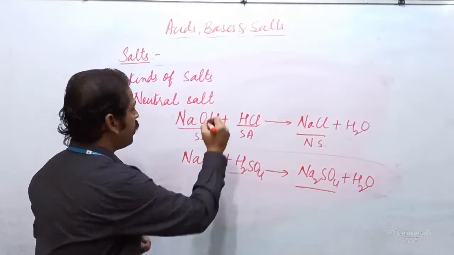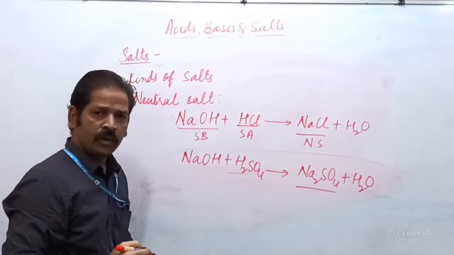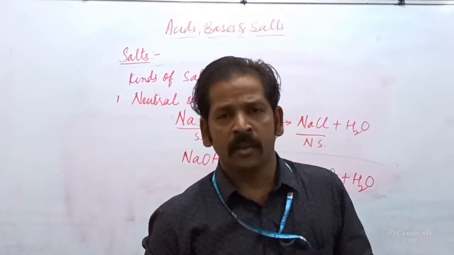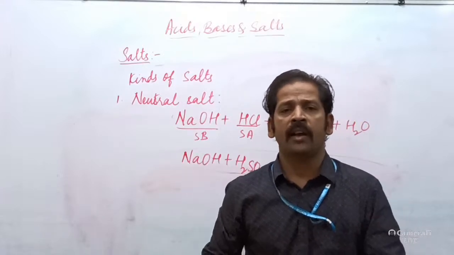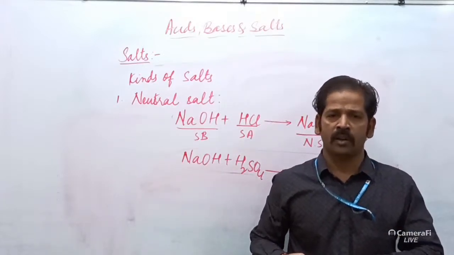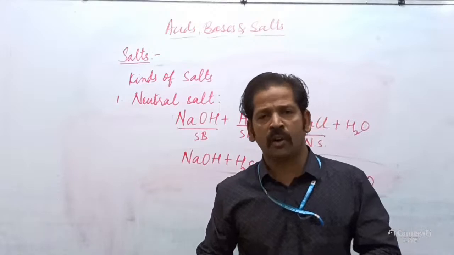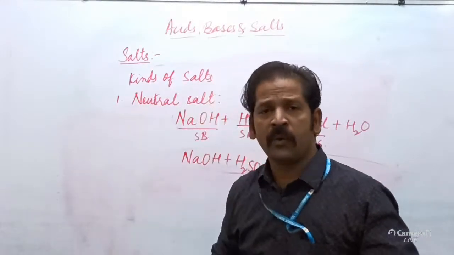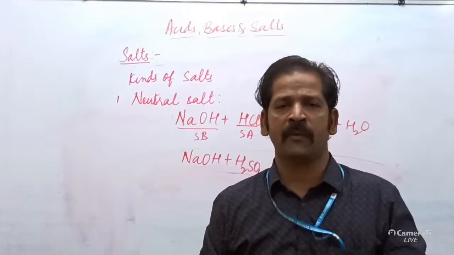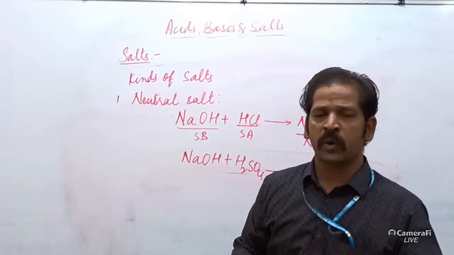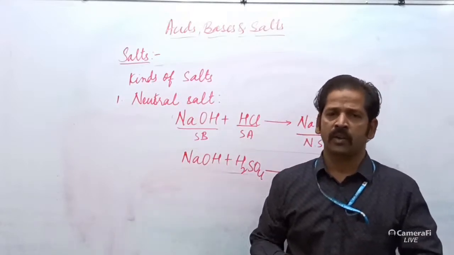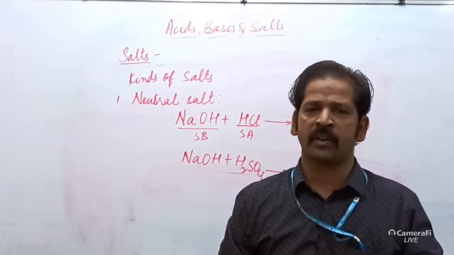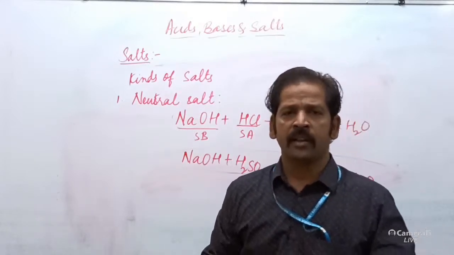Neutral salt. Next is acidic salt, basic salt, and the remaining mixed salt, double salt, and the last one, complex salt. We'll have a glance at all these salts, and from here we'll go to the next part, the family of salts: sodium chloride, bleaching powder, baking soda, washing soda, and at last plaster of Paris. Okay, thank you to all of you.